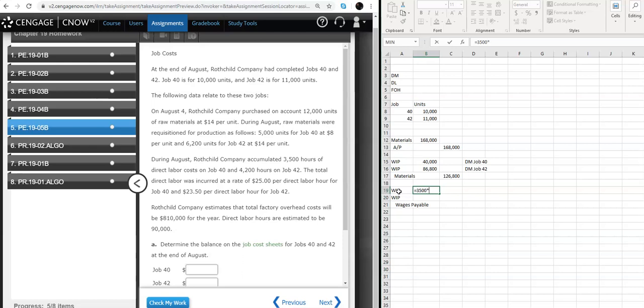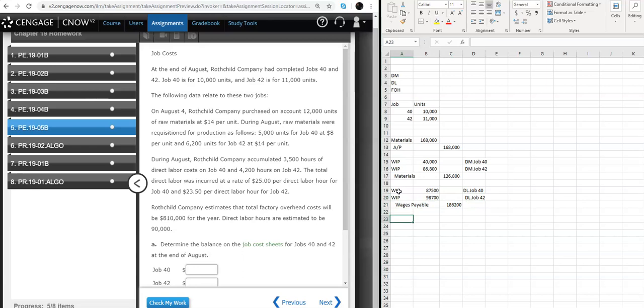So 3,500 times 25. And then for this one, I have 4,200 hours at a rate of $23.50. And my whole wages payable is just the total of that. All right, so what is this really? Well, this is really direct labor for job 40. And this is direct labor for job 42.